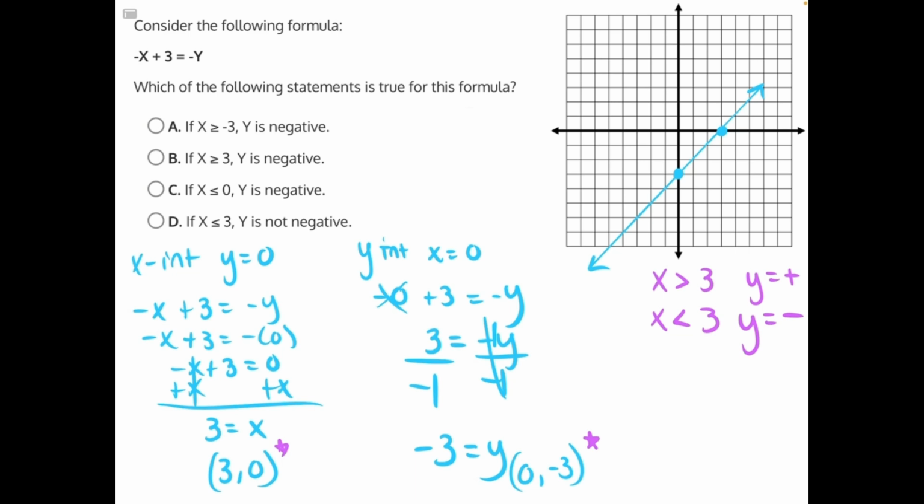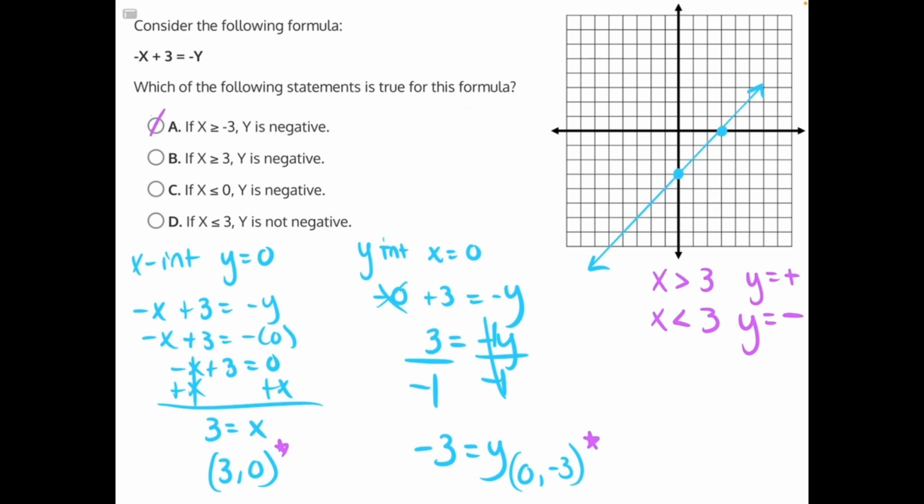A says if x is greater than or equal to negative 3, which would be over here, then y is negative. Okay, well let's put that on the graph, and then let's look at all the values that are greater than. Most of these are negative until we reach this axis, and then once we pass it, all of the values will become positive, making A incorrect.